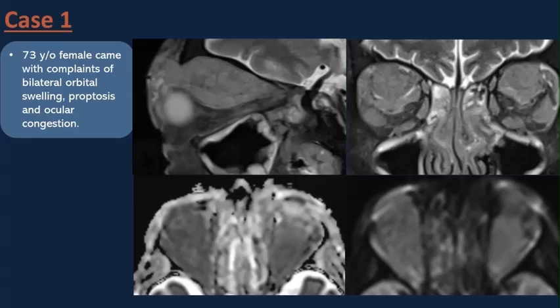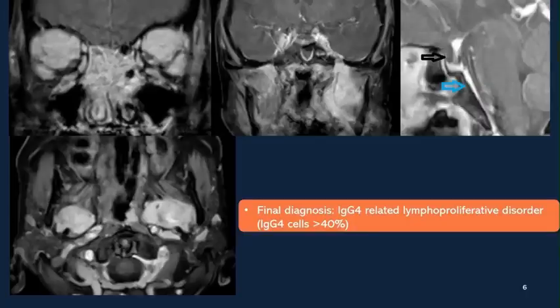This was a case of a 73-year-old female who came with complaints of bilateral orbital swelling, proptosis, and ocular congestion. As we can see here, there are extraconal soft tissue masses seen superior to the superior rectus that were causing mass effect on it. These soft tissue lesions show restricted diffusion. On contrast enhancement, these lesions showed avid contrast enhancement, and there was perineural spread of the lesion along the V3 segment on both sides to the foramen ovale.